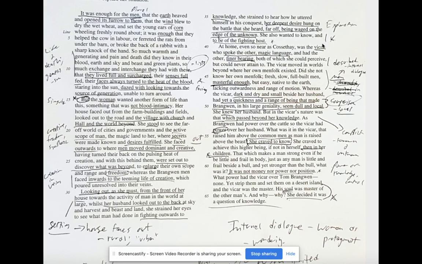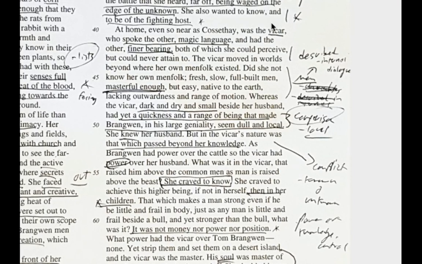The next paragraph, we get the other character, although we do find the men go down to one man, Tom Brangwyn, we learn his name at the end of the passage. But here we get our third character, who is the vicar. So let's look at him. "At home, even so near as Cosette," I'm sure I'm mispronouncing that, "was the vicar who spoke the other magic language and had the other finer bearing." The magic language. Finer bearing. That means he's sort of fancy. "Both of which she could perceive but could never attain to." So it is actually beyond her. "The vicar moved in worlds beyond where her own menfolk existed."